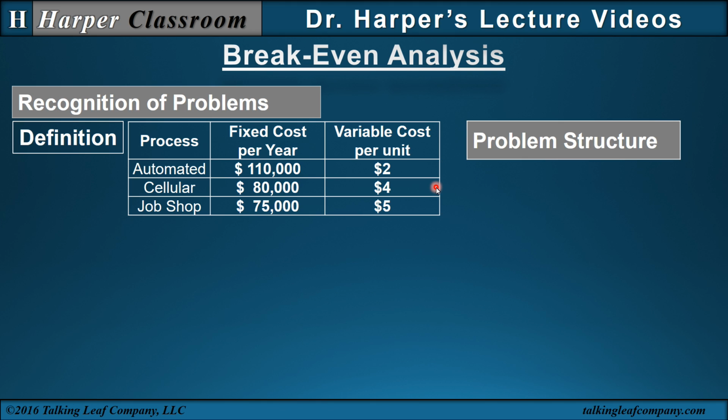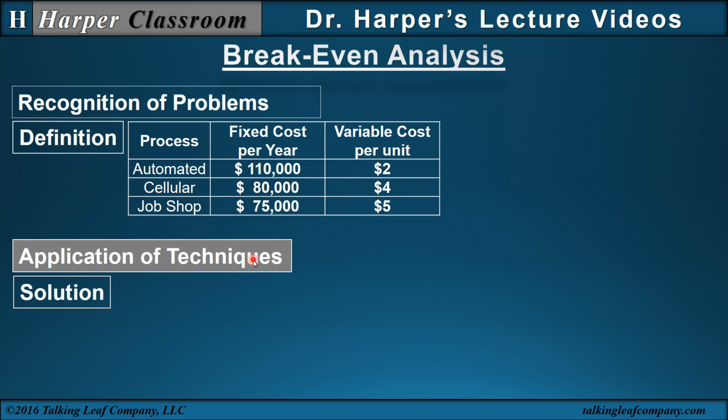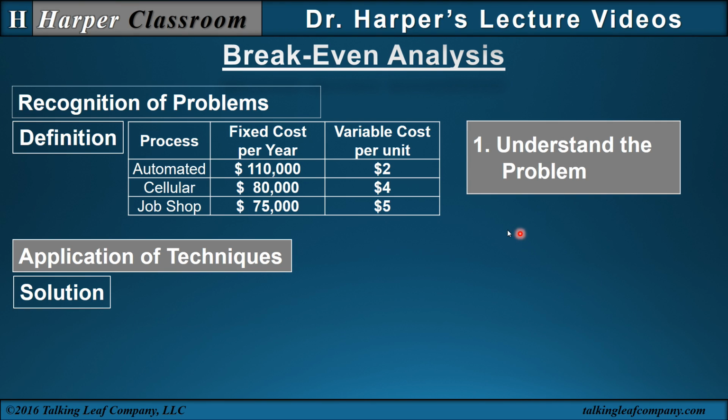So now that we know that a break-even analysis exists, the second is application of techniques. In the application of techniques, there are 2 steps. The first step is understand the problem. When we look at the cellular and job shop, if we produce 0, the difference is $5,000. Cellular is $5,000 more than job shop. But when we start producing, we save $1 a unit of production.